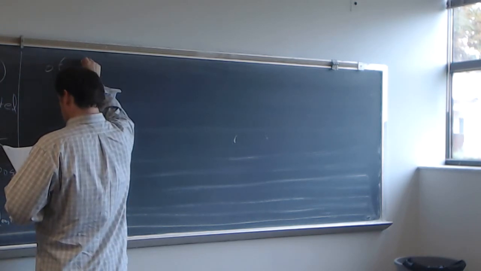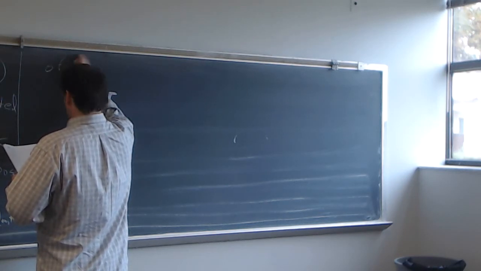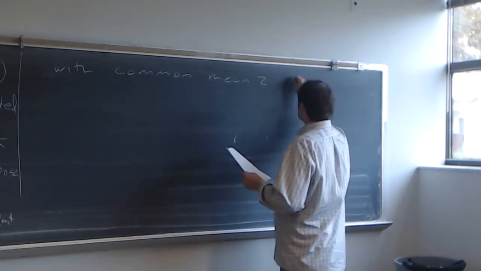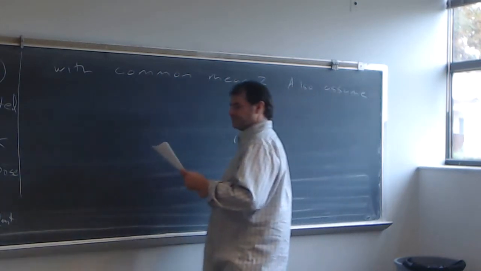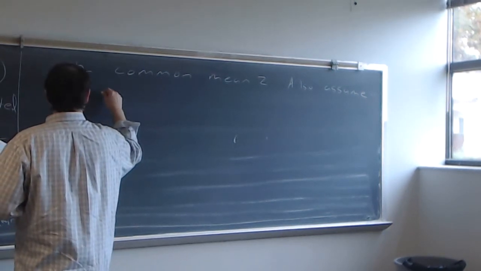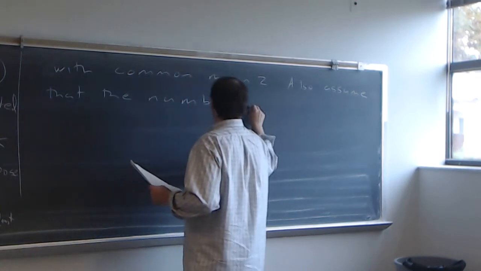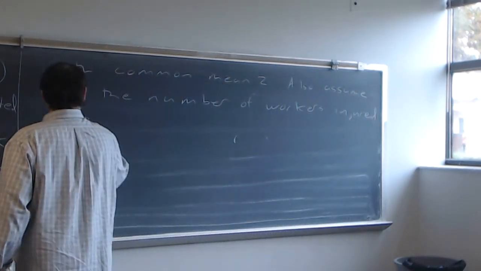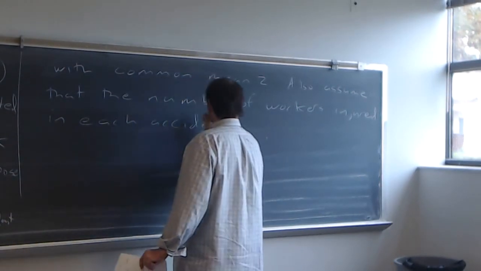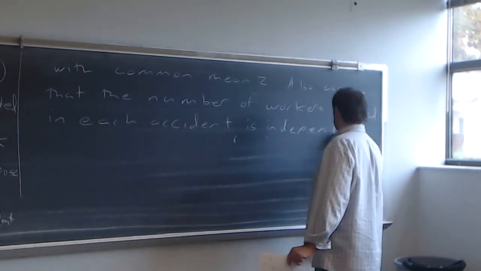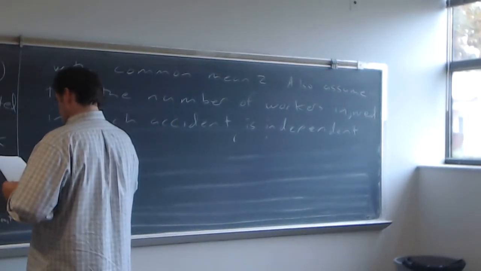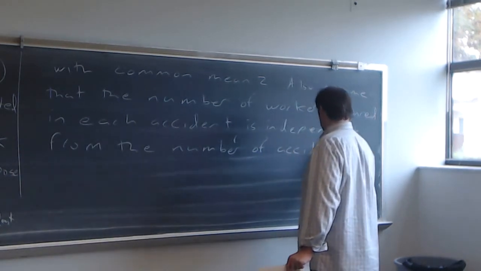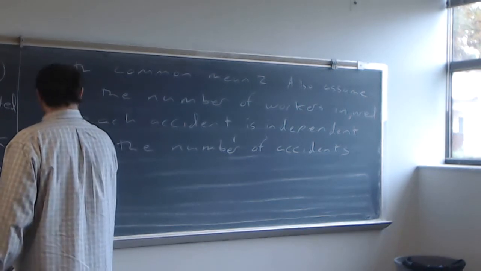Of the accidents, with common mean two. Also assume that the number of workers injured in each accident is independent from the number of accidents that will occur.